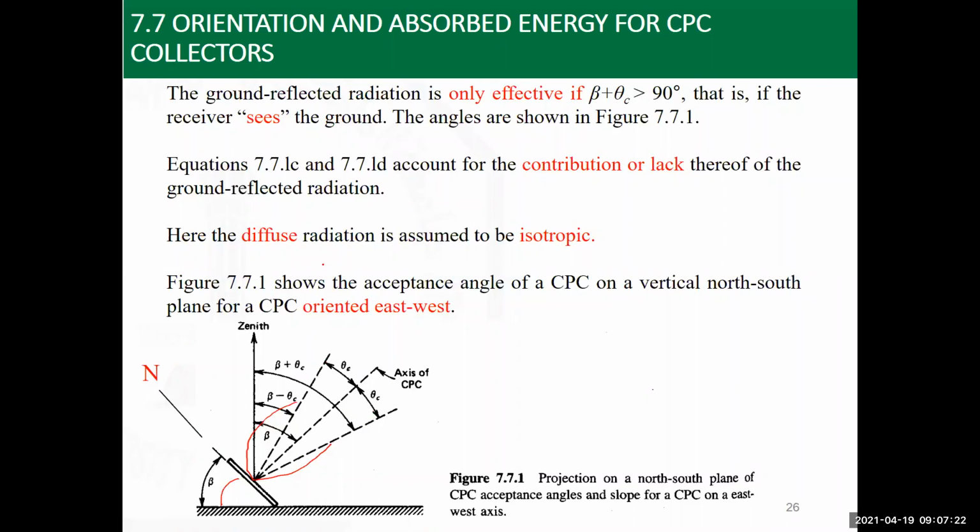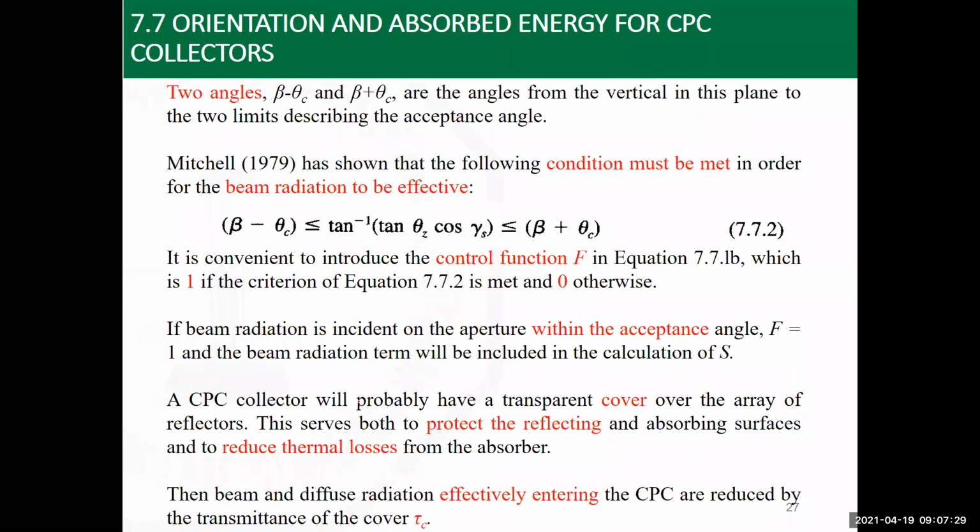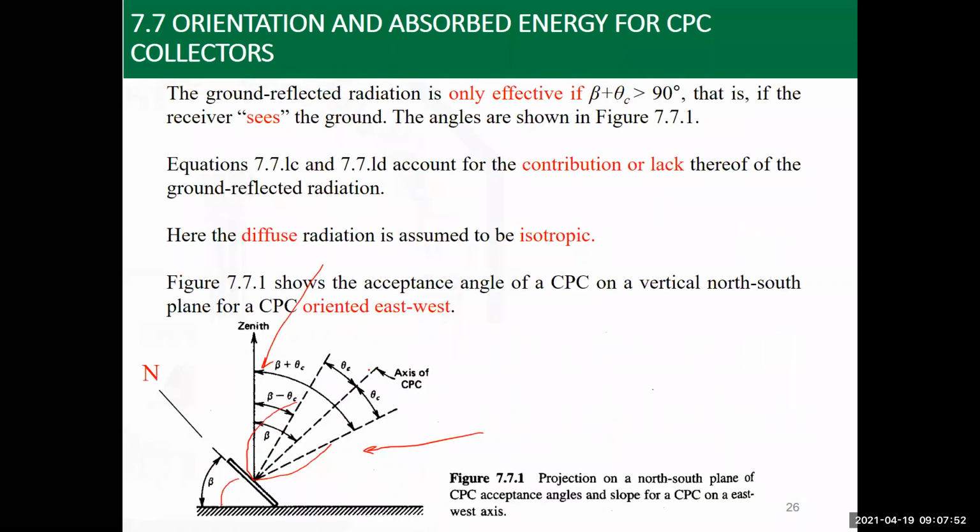If the beam radiation is falling here or falling here, it will not get into the collector. And that's why the condition for applying the beam radiation is being given here. That's been given by Mitchell. So the value of tan minus 1 of tan theta z, this is the zenith angle, cosine gamma s, should all be within these two limits here, which are representing the two ends of the collector for the acceptance angle.